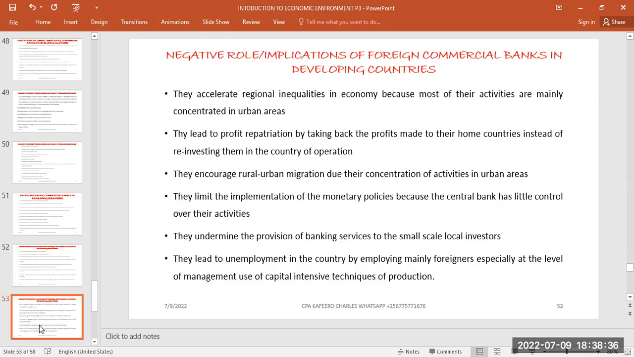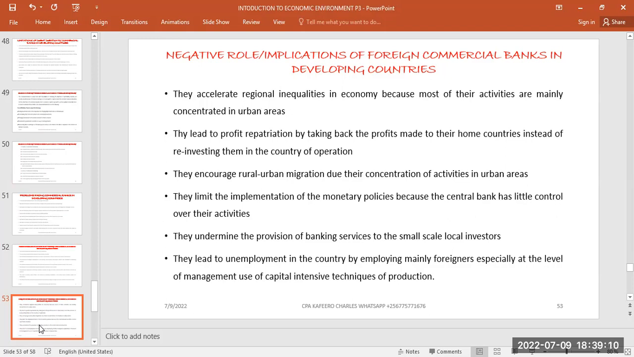Then we can try to look at the negative roles. What are the negative implications of these foreign commercial banks in developing countries? One of them, we are saying that they accelerate regional inequalities in the economy, because their activities are mainly based in urban areas. Why are they based in urban areas? Because of good infrastructure that is there, which leads to rural areas remaining undeveloped.